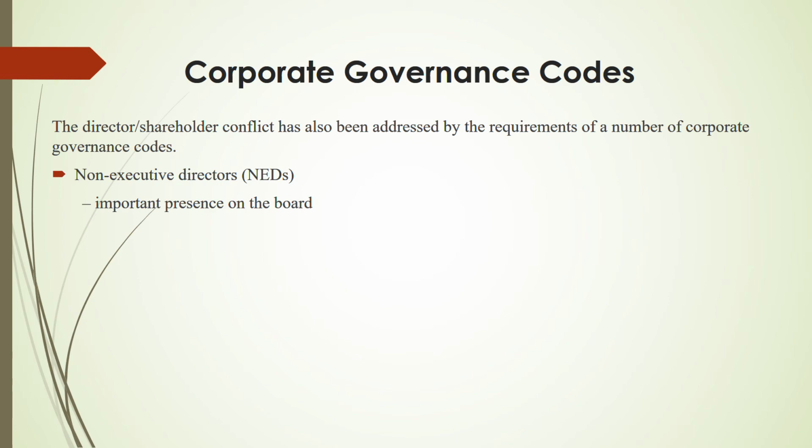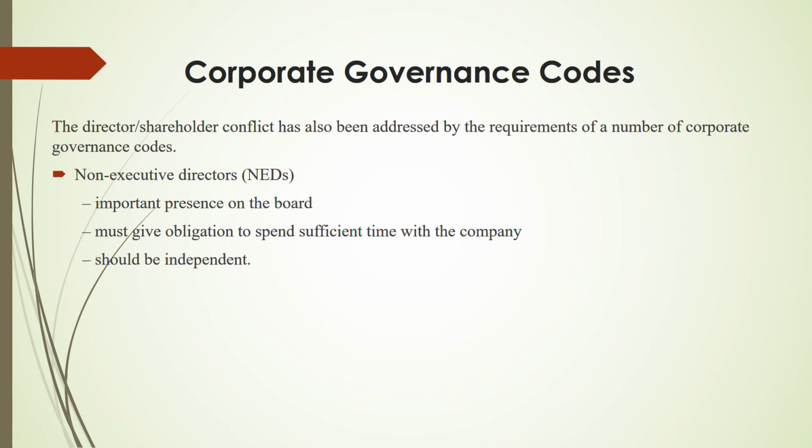So non-executive director, important presence on the board. Their presence is very important on the board. Every company should have non-executive directors on the board, especially a listed company. Next, they must give an obligation to spend sufficient time with the company. Yes, every non-executive director has to spend sufficient time. Third, so these are some characteristics of non-executive directors which have to be there. Should be independent. There is no choice. Remember, no flexibility. This only comes for non-executive directors. Remember, not executive directors.